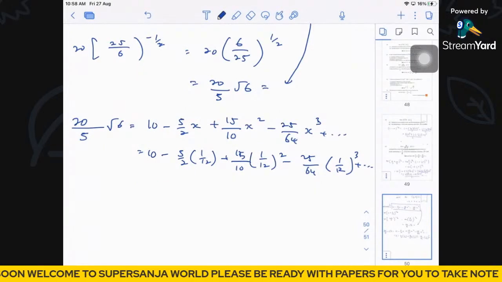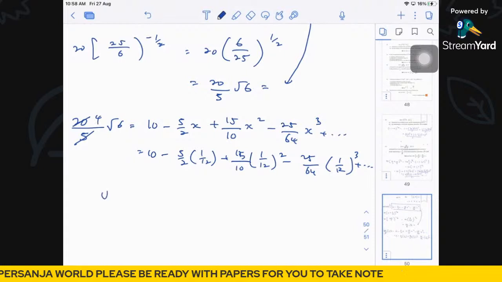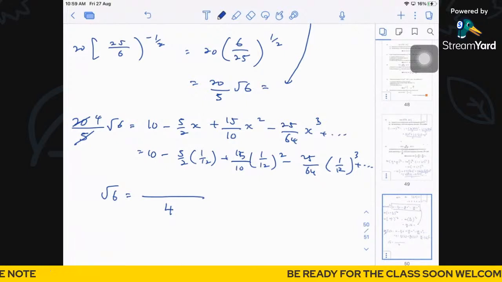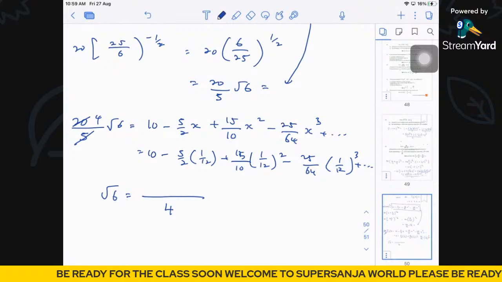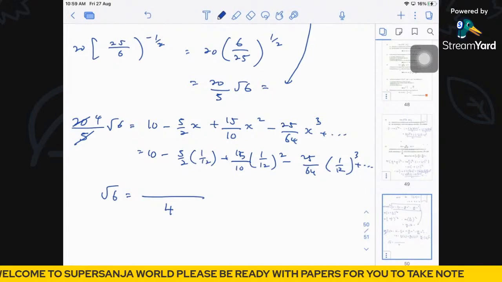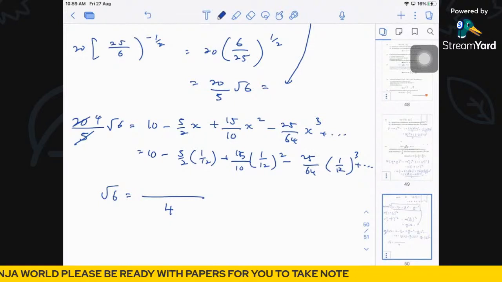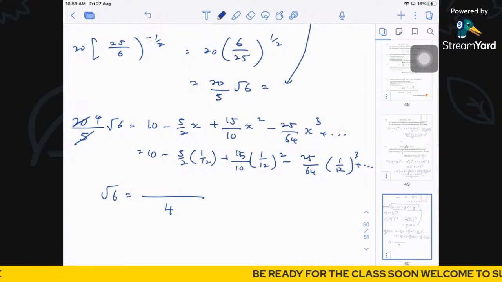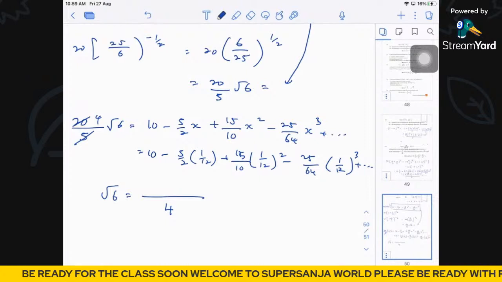So now I times by 5, divide by, or cancel, here you get 4. So square root 6 equals the answer divided by 4. So what is the answer there? Go and calculate using your calculator again. 10 minus, press exactly the same. Just press your calculator with brackets. Remember, press your calculator with brackets there. If you don't want to press fast, you press slowly, one by one. Okay, 1 over 12, power of 2 there. Hopefully, I never press wrongly and save some time. 25 over 64, and then 1 over 12, power of 3.